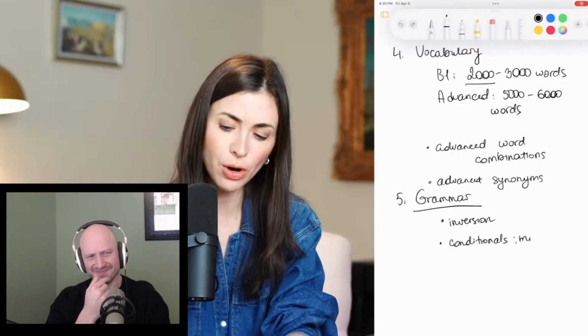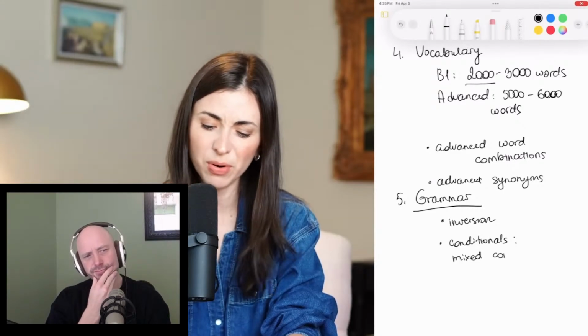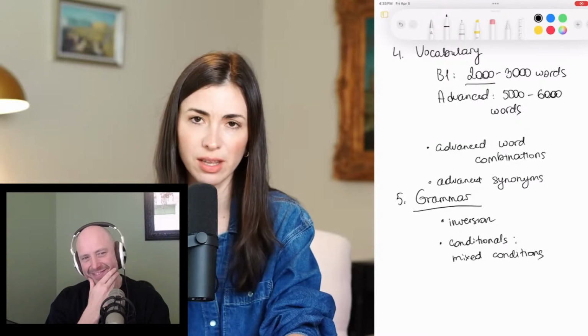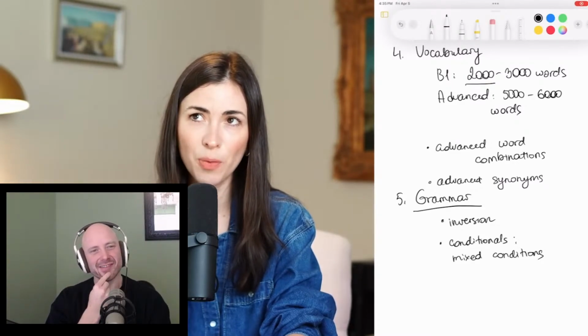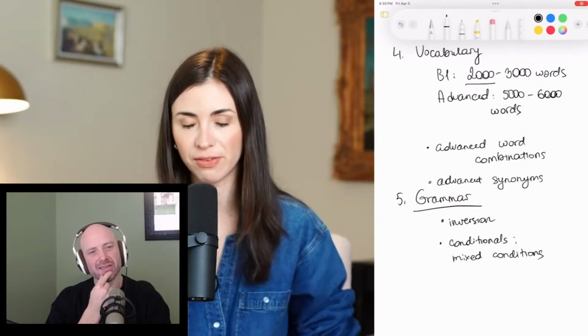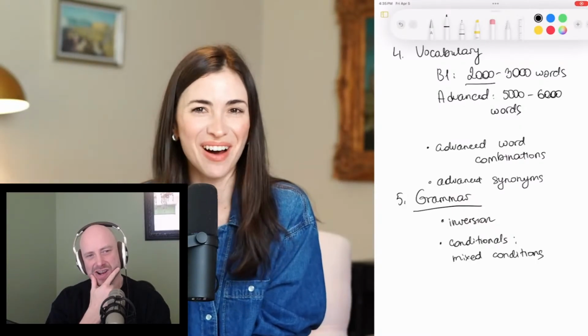Conditionals. Not only your regular conditionals, but also mixed conditionals. I remember when we were learning that at school, I was so tired of conditionals, and then they say, oh, but you know, we just learned all the rules. Sometimes they do not apply or apply in a different way when it comes to mixed conditionals. I'm like, come on. Why so complicated?